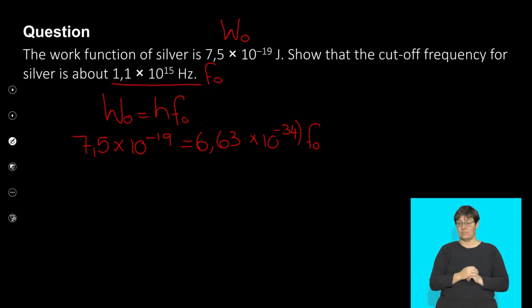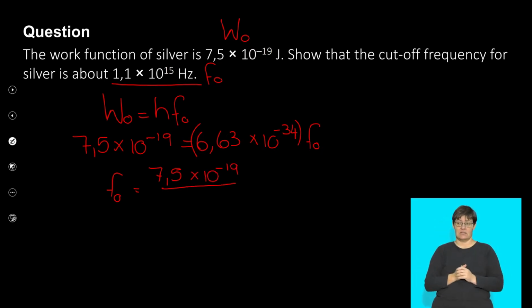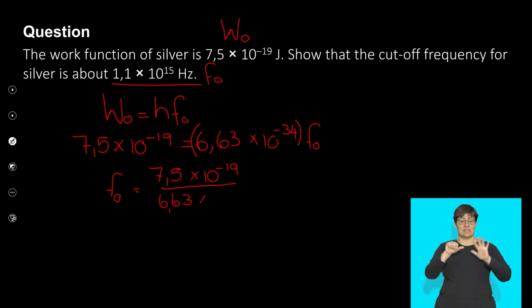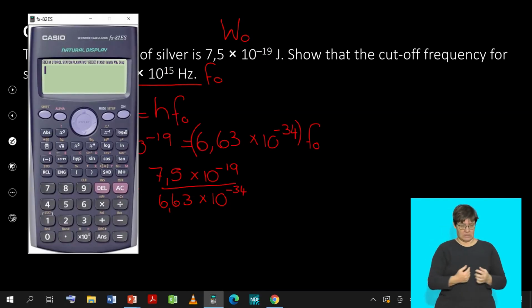And I want f0. So to get frequency on its own, I'm going to go 7,5 times 10 to the minus 19 divided by 6,63 times 10 to the minus 34. Yeah, we're going to need our calculators. This is not a nice one to do in our heads. So we're going to go 7.5 times 10 to the minus 19 divided by 6.63 times 10 to the minus 34.